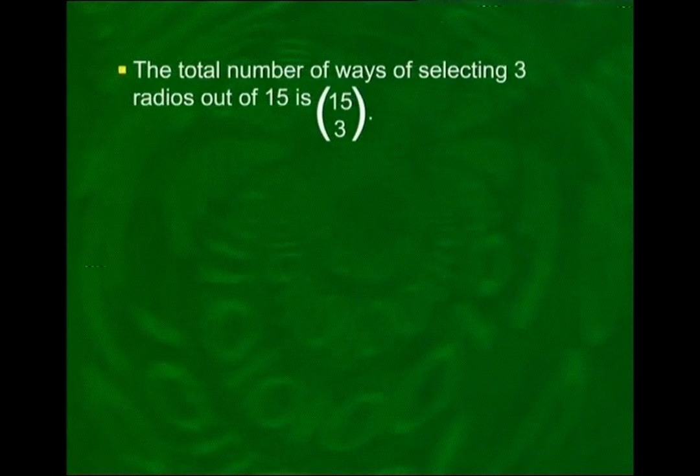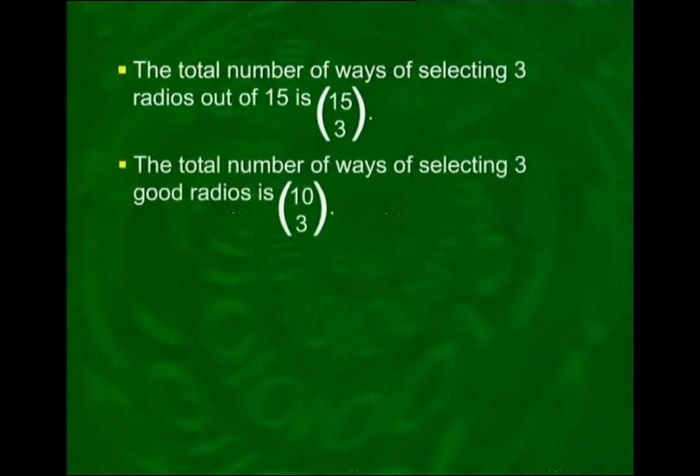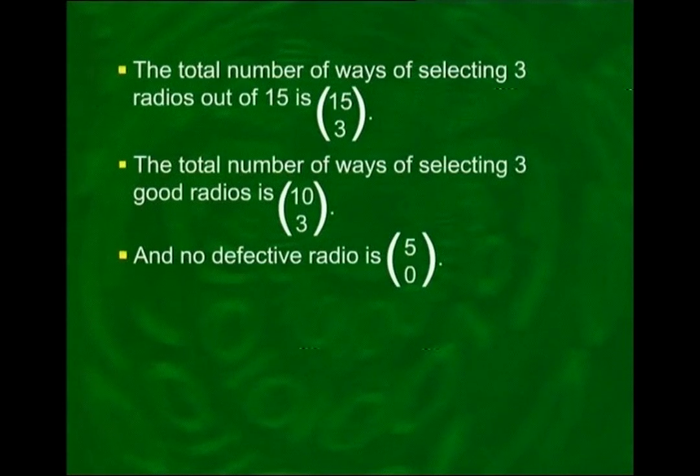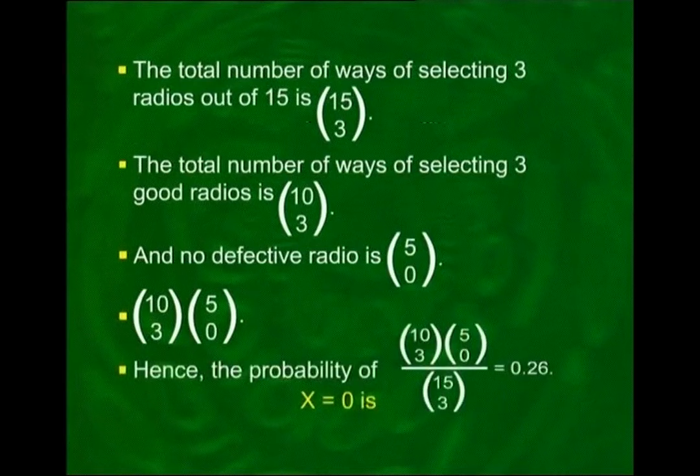The total number of ways of selecting 3 radios out of 15 is 15C3, according to the discussion that we have already had in an earlier lecture. Also, the total number of ways of selecting 3 good radios out of 10 is 10C3, and the total number of ways of selecting no defective radio out of 5 defective radios is 5C0. Hence, the total number of ways favorable to what I want is 10C3 into 5C0. Hence, the probability of obtaining no defective radio is 10C3 into 5C0 divided by 15C3, and this is equal to 0.26.